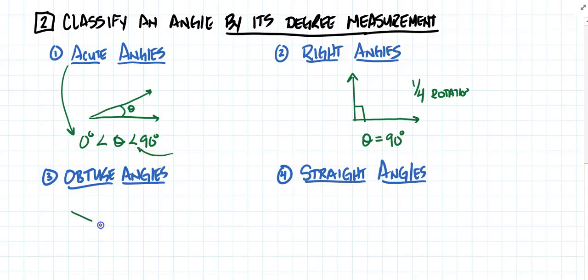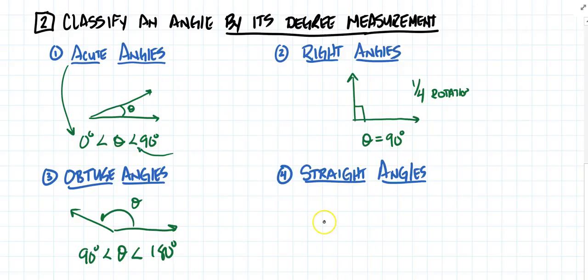An obtuse angle would be any angle, if this was in standard position here, theta, that is more than 90 but less than 180. So this would be 90 degrees is less than theta, which is less than 180 degrees. That would be an obtuse angle.